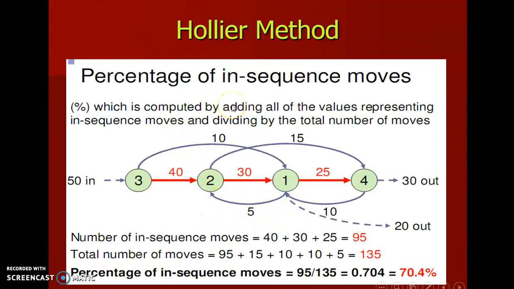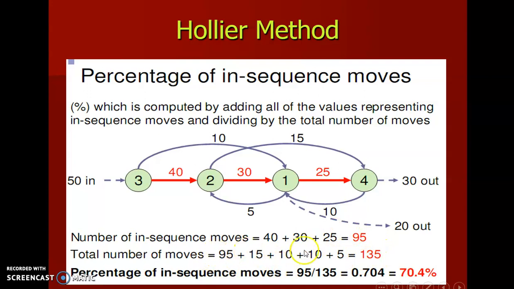So let's look at the diagram here. There are in-sequence moves, that is direct sequence moves, from 3 to 2, 2 to 1 and 1 to 4. These are called in-sequence moves, in which the total summation is 40 plus 30 plus 25. Therefore there are 95 in-sequence moves, and the total number of moves is the in-sequence moves plus all the other moves including these back moves. So 95 plus 10 plus 15 plus 5 plus 10. Therefore the total number of moves is 135.